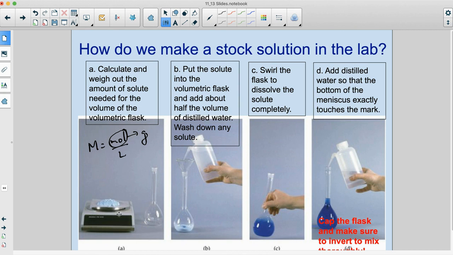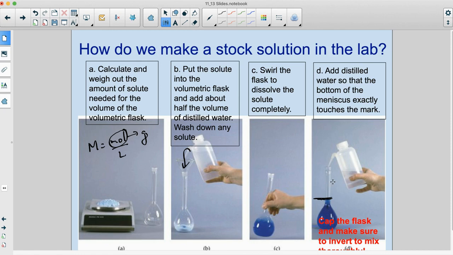We weigh it out on a balance. Then we put the solute into the volumetric flask. So put that solute in and add enough water, and we wash all of the solids down as best as we can. We add enough water so that we can dissolve the solute, about half of the water. Then we swirl, we mix that solute in as thoroughly as possible so that all of the solute dissolves. Then we add distilled water until we reach exactly where that mark is.